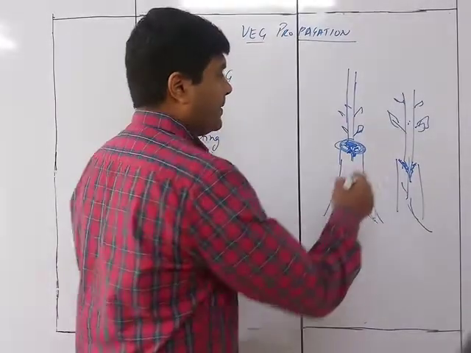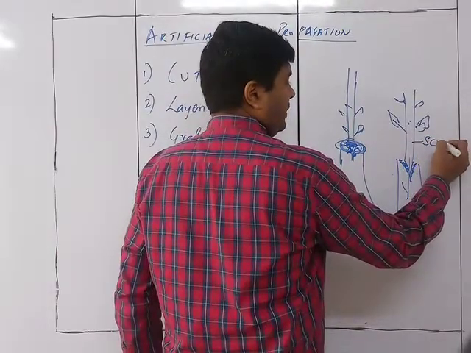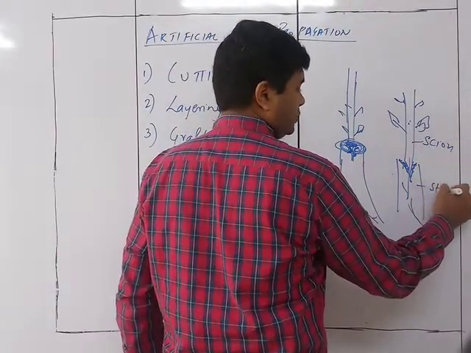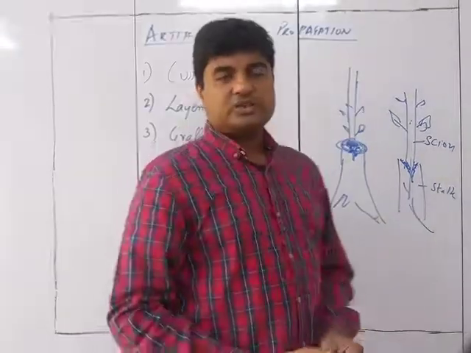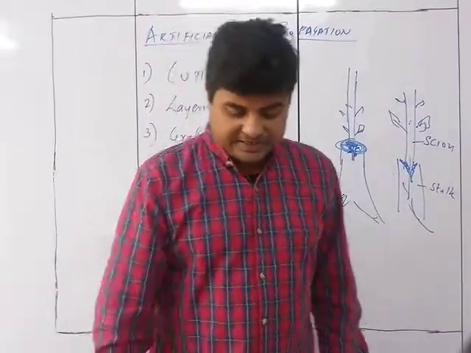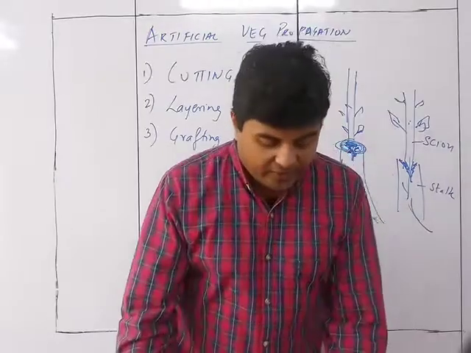In the grafting, the upper part over here is called the scion, and this is called the stalk. So they are the two parts. The root system is the stalk and the shoot system is the scion. So we see over here grafting.